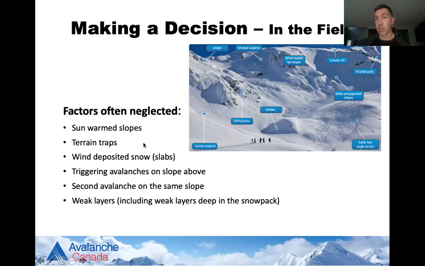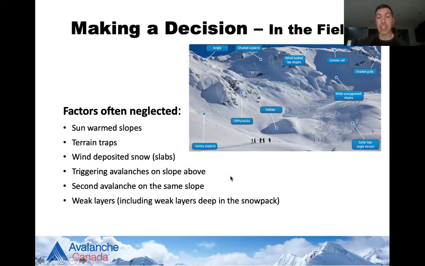Terrain traps, we've kind of already spoken about that one. Talking about where the wind is depositing snow. And then obviously watching out for steep slopes above you. So you might be on a 25-degree slope, but you could be on less of an angle slope on a steeper slope. So there could be a huge expanse of snow above you, but where you are is okay, but what's above you isn't. It could be steeper than 30 degrees.